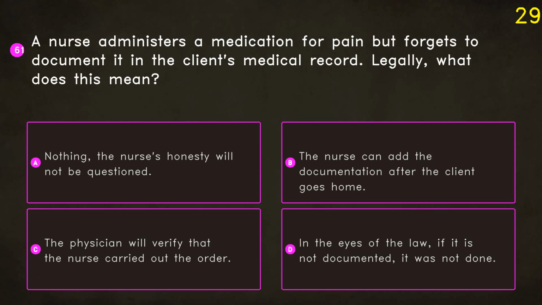Question 61. A nurse administers a medication for pain but forgets to document it in the client's medical record. Legally, what does this mean? A. Nothing, the nurse's honesty will not be questioned. B. The nurse can add the documentation after the client goes home. C. The physician will verify that the nurse carried out the order. D. In the eyes of the law, if it is not documented, it was not done.